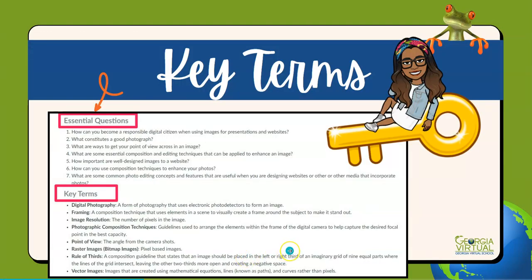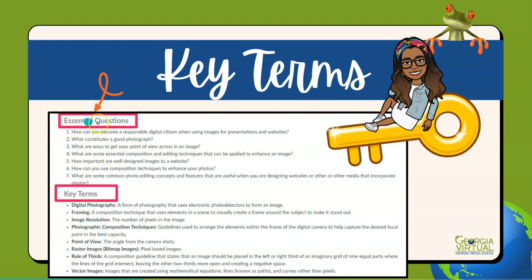Then you're going to see key terms. Now, these are going to be terms that are essential to the module, and you need to learn these terms because you may see them again when you take your quiz. So for this module, you need to know digital photography, framing, image resolution, photographic composition techniques, point of view, raster or bitmap images, rule of thumbs, and vector images.